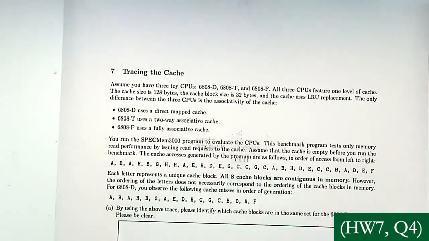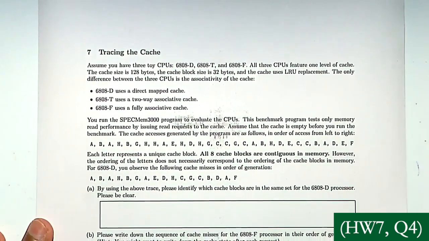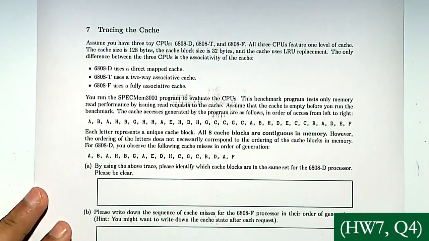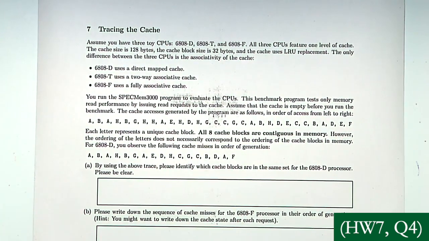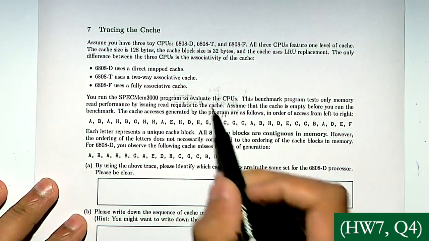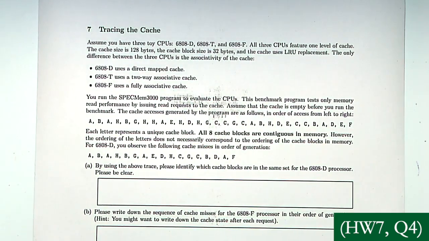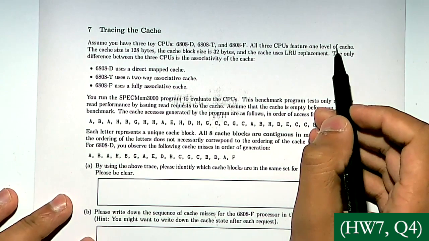Okay. So we have a question about tracing the cache. We spent a little bit of time looking at caches, and this goes over some of the more fundamental concepts of caching, right? So in this problem, we have three types of CPUs: the 6808 D, T, and F. All three of these CPUs feature one level of caching.